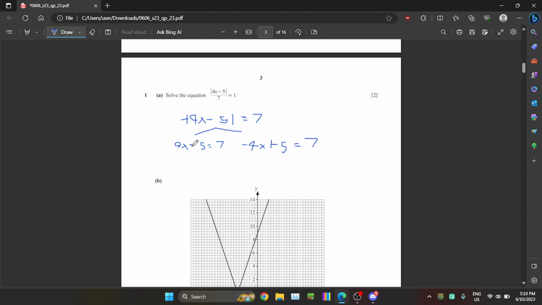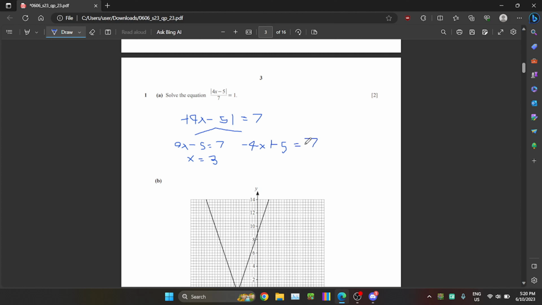It's so simple. Let's do this side first. You bring the 5 over. You got 7 plus 5, that's 12. Then 4x equals 12, right? So a single x would be 12 over 4, which is 3. That's the first one. Now for the second part here.